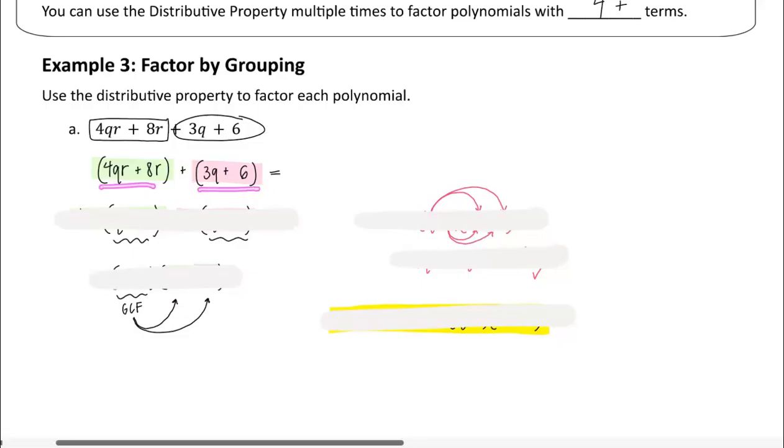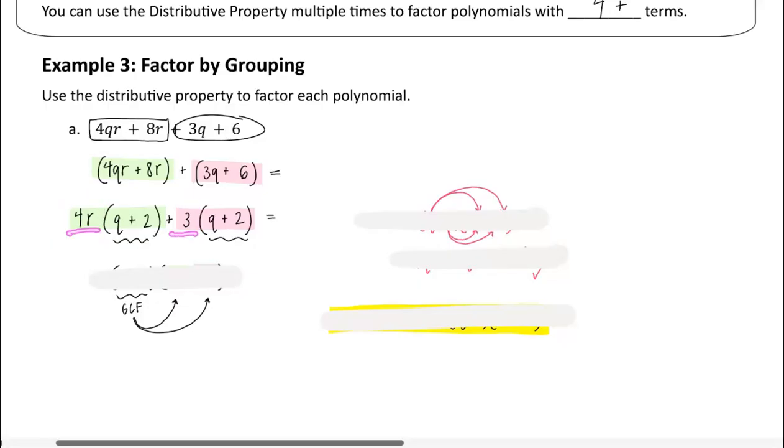Once you have it split into 2 groups, you're going to take the greatest common factor out of each group. So this is exactly from the last lesson. What's the greatest common factor of 4QR and 8R? We already said that they have a common factor of 4R. 4 can go into both 4 and 8, and obviously they both have an R in them. So 4R is our common factor for the green group. Now look at your pink group. What do 3Q and 6 have in common? They have a common factor of 3. So in the next step, you're going to put the common factor in the front of each group and factor it out, just like we did yesterday.